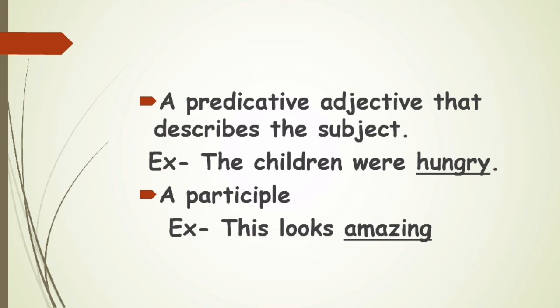Like the children were hungry. The children were hungry. So again, hungry is describing children. Hungry कौन था? Children. Subject. Okay. A participle. You all know past participle and present participle, past -ed, -d, and present -ing form, right? This looks amazing. Present participle. So this, that thing is being described. Subject, that thing is being described. So amazing will be the complement.